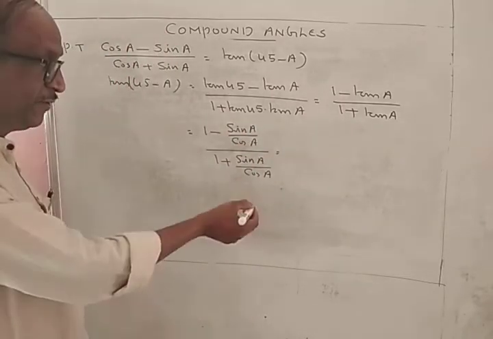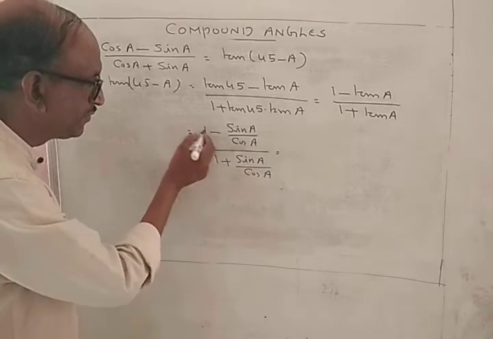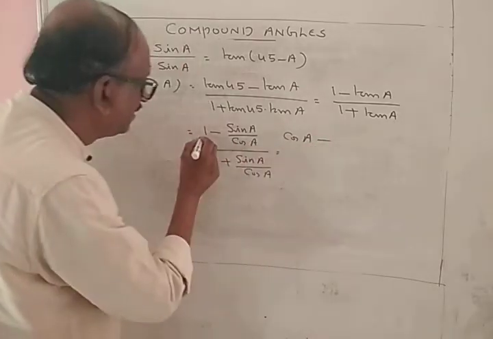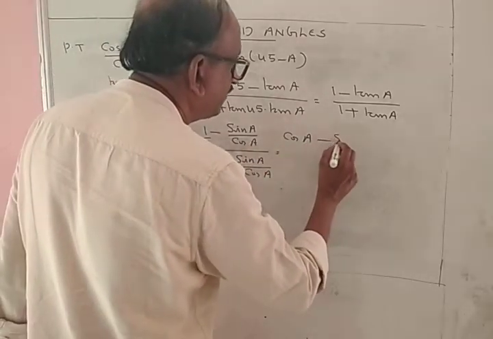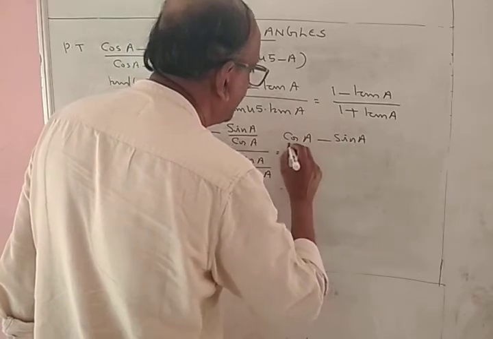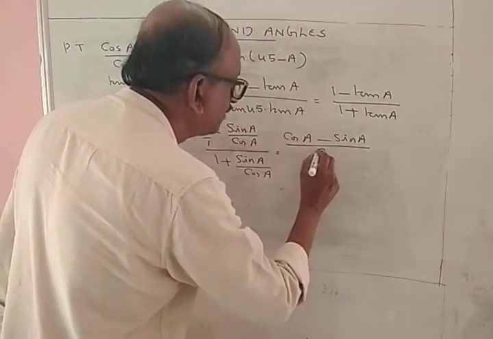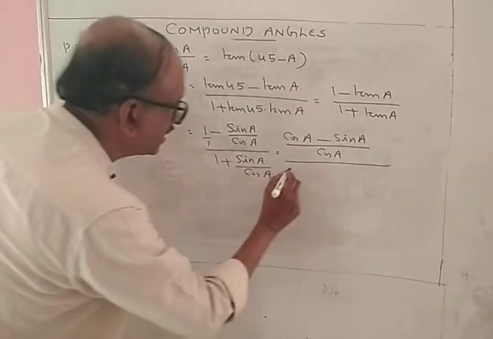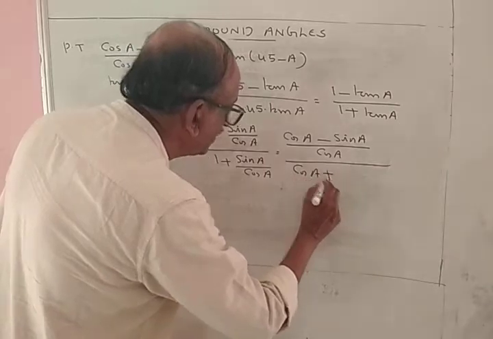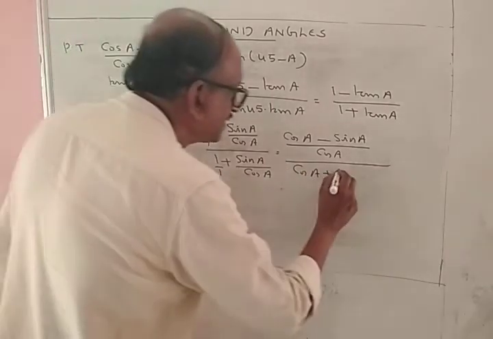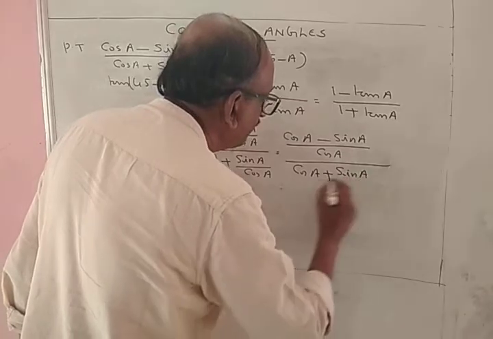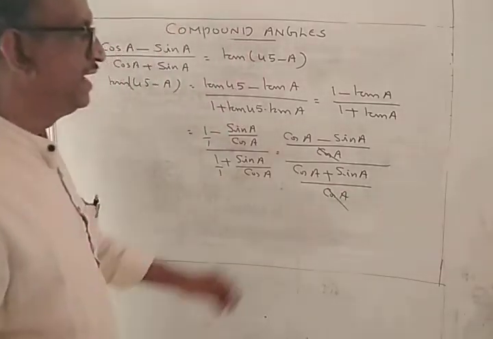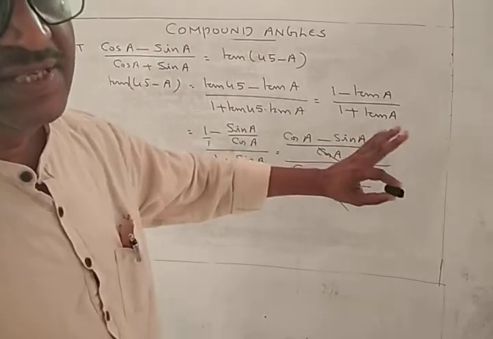Simplify numerator and denominator. This is a fraction. Simplification by cross multiplication: 1 into cos A minus 1 into sin A, divided by cos A, divided by 1 into cos A, which is cos A, plus 1 into sin A, by cos A. Cos A got cancelled. Answer: cos A minus sin A by cos A plus sin A.